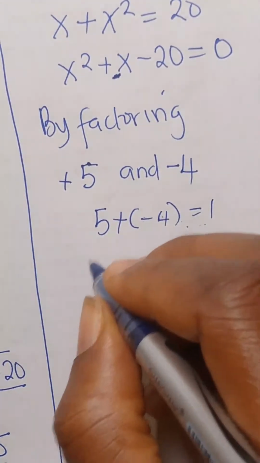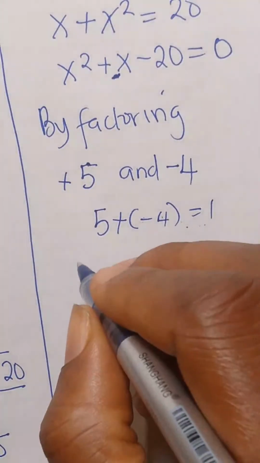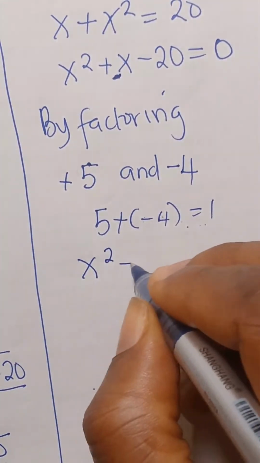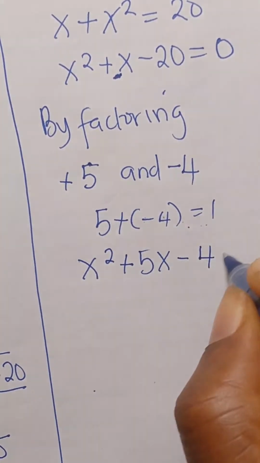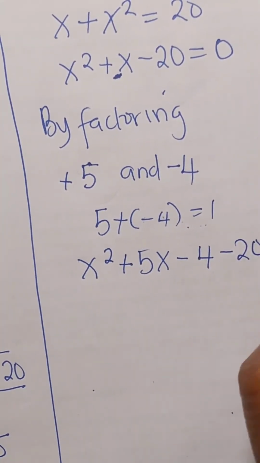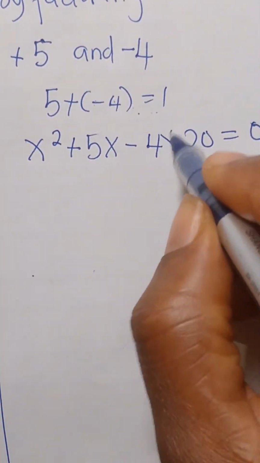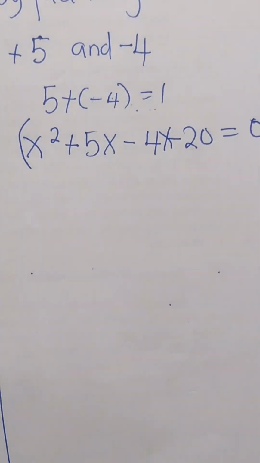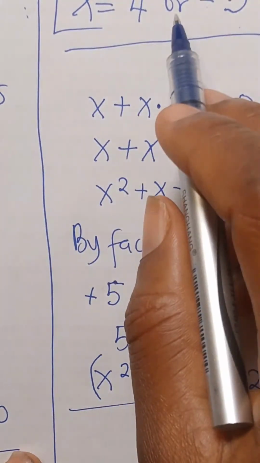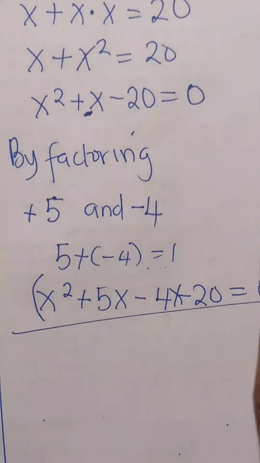Now what do we do? We replace this x by plus 5 and minus 4. Then we have x squared minus 5 plus 5x minus 4x minus 20 equal to 0. Now for 4x, please, we put parentheses. Okay, so please, I've solved this and the answer is x equal to 5 or minus 4. Please, in a class section, I'll teach you how to do that.